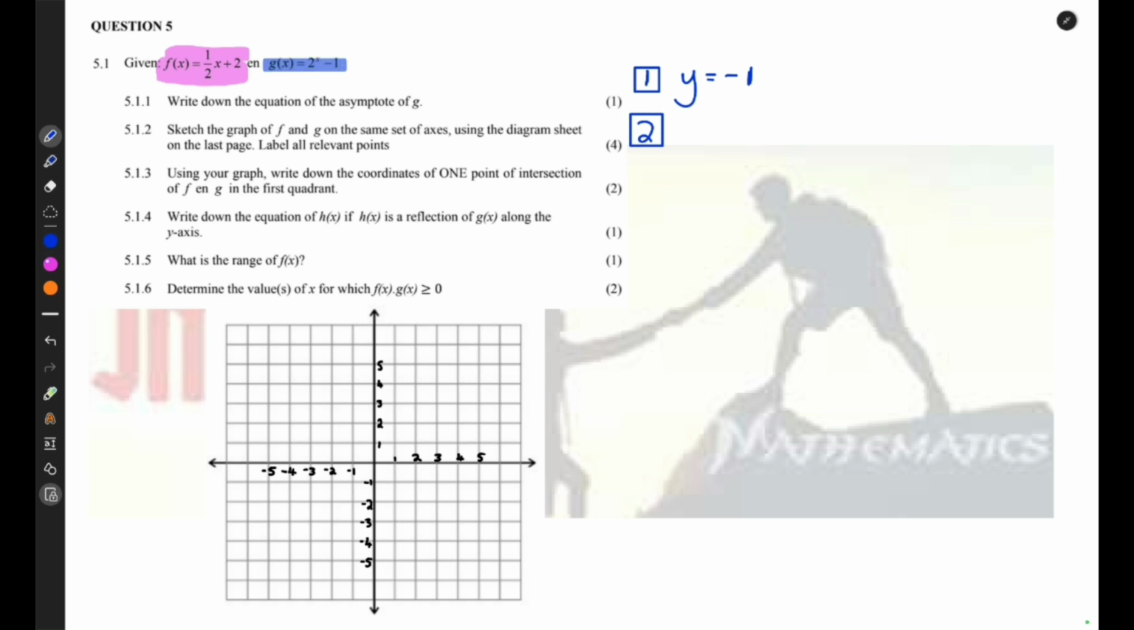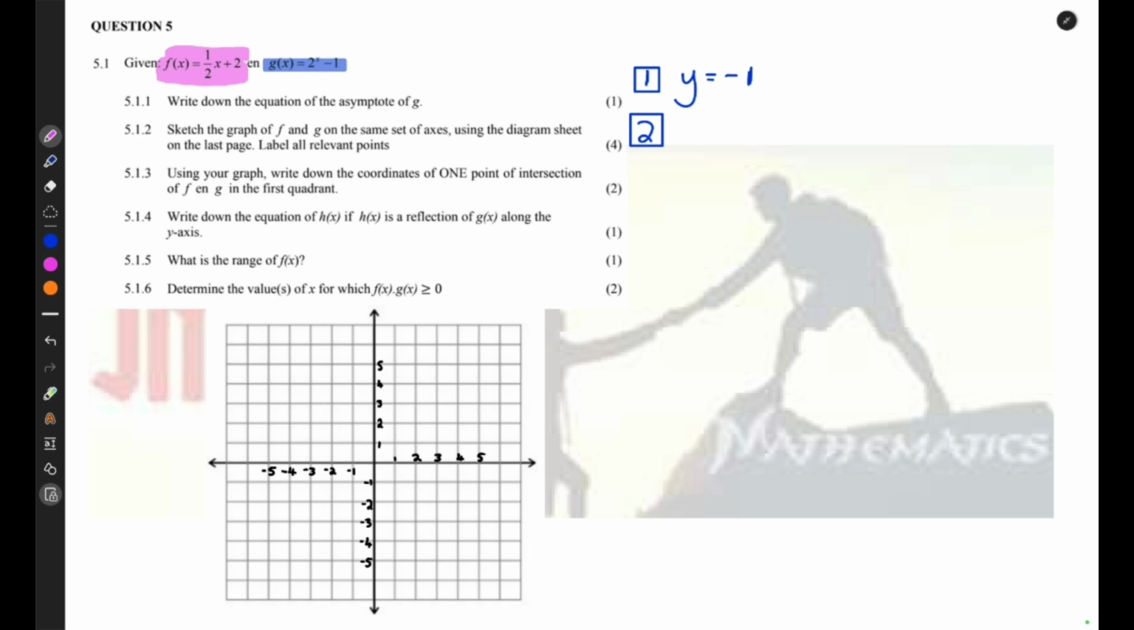Question 5.1.2, sketch the graph of f and g on the same set of axes. Okay, so I'm going to start with the pink one, the straight line. Now, the easiest way to do any function is to use the table method. I will do that at the end, but the other way to do it is to get x-intercepts, y-intercepts, and then sketch this. So let's go for that first.